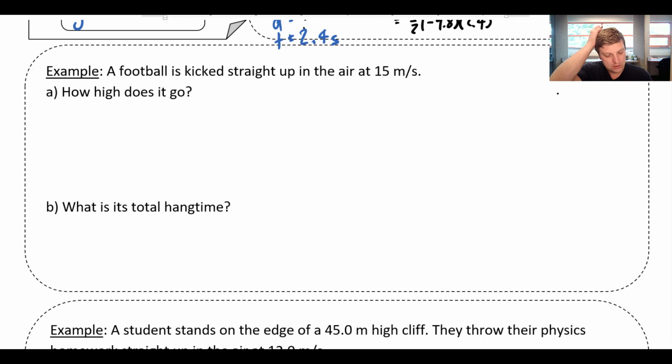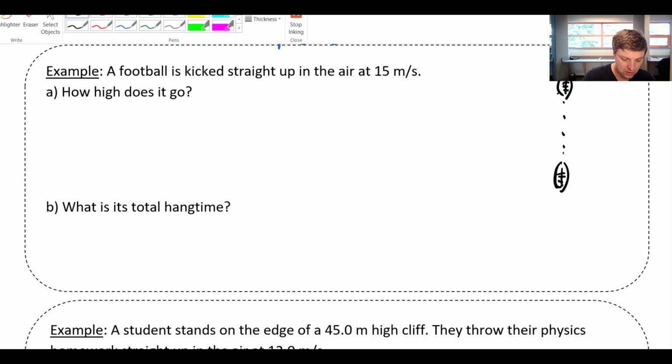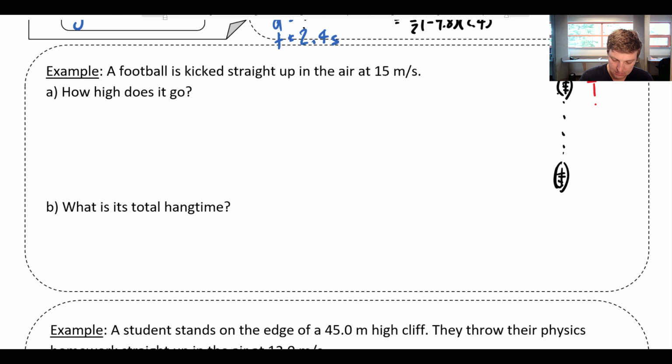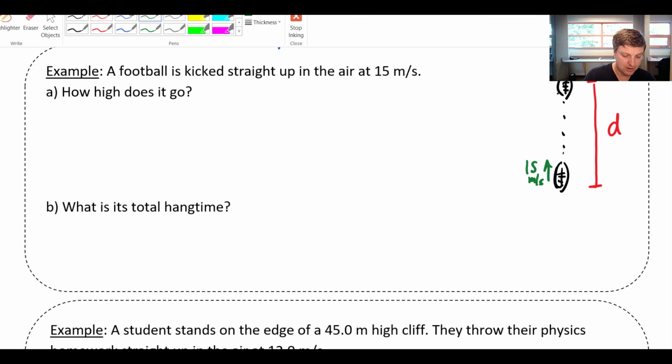So a football is kicked straight up in the air at 15 meters per second. How high does it go, and what's its total hang time? How long is it in the air? First thing, I'm going to draw a picture here. I've got a football, and I'm kicking it up in the air, and it's going straight up like that. As it goes, it's going up some height, so I could call this D. It's got a certain displacement upwards. It's kicked up in the air at 15 meters per second. So right there, that's 15 meters per second.